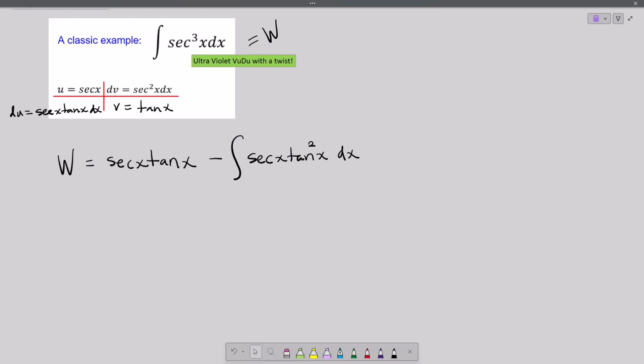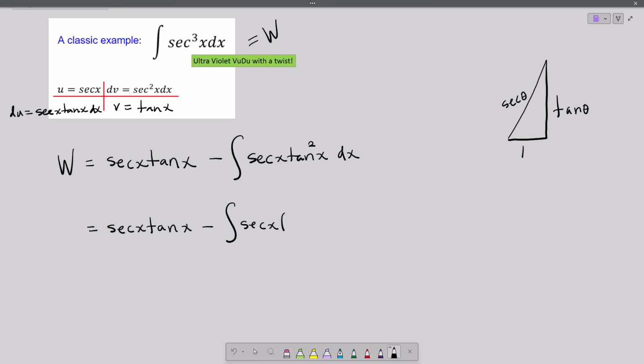So we have our identity, which we drew as a triangle. Remember, on the unit circle, this is the easiest way to memorize that identity. So we're going to turn that tan squared into a secant squared minus 1. And let's see what happens. We have this. It's going to be secant of x times tangent squared, which is secant squared minus 1.